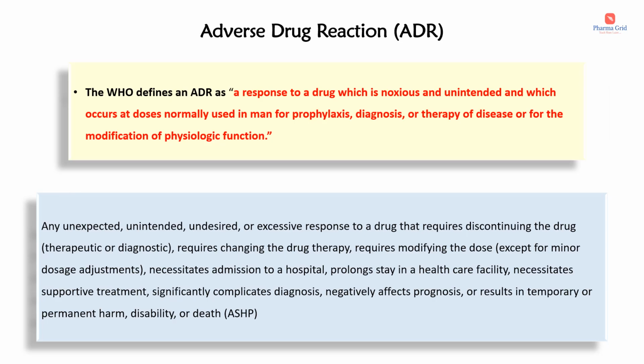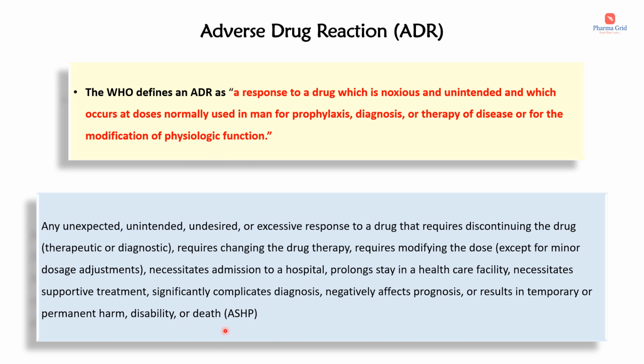First of all, we will see the definition. As per WHO, that is the World Health Organization, ADR is defined as a response to a drug which is noxious and unintended and which occurs at doses normally used in man for prophylaxis, diagnosis or therapy of disease or for the modification of physiologic function. So in simpler terms, an adverse drug reaction is a response or reaction to a drug which is noxious and unintended. Unintended means it is not the intended therapeutic outcome or therapeutic response of that particular drug. So ADR is a response to a drug which is noxious and unintended and occurs at normal doses used in man.